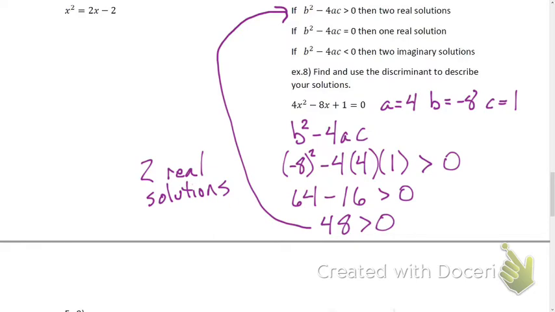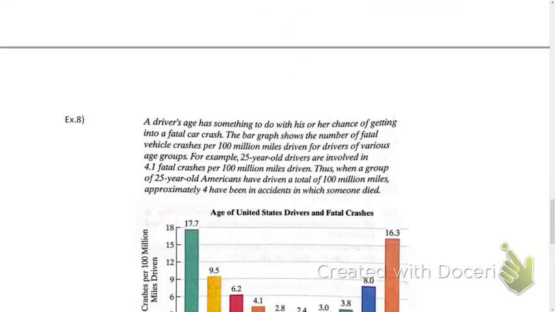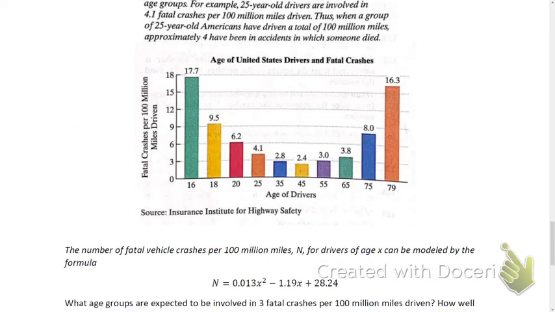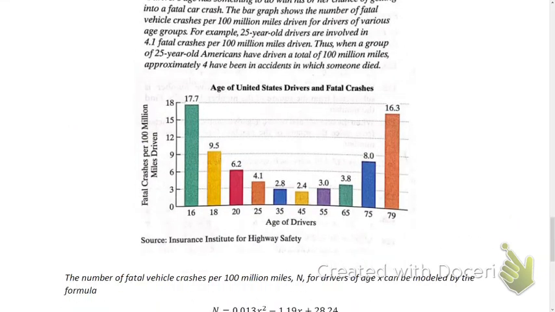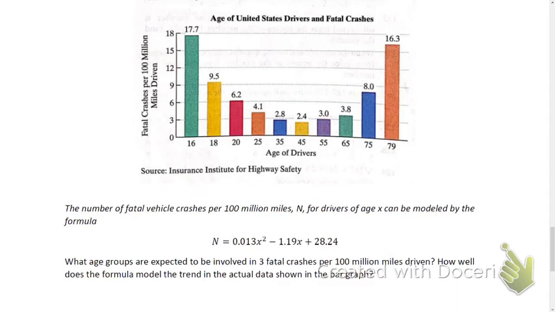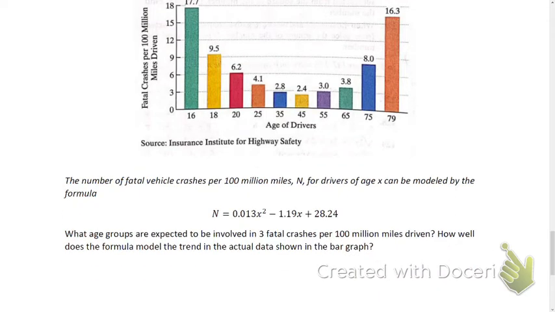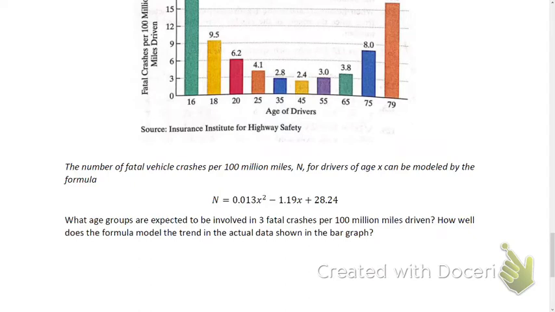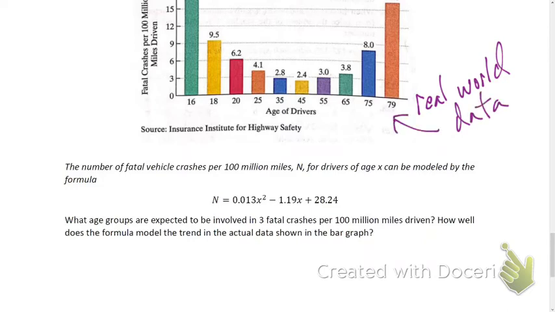All right, let's look at a word problem. This one's kind of depressing. I'm going to scroll past this sad story here. And we're just looking at crashes. Let's just call these crashes. And age of drivers. So here we have a graph. Next to the graph, this is really typical of a lot of the problems we work. This is real world data. Like actual data. And then this equation is called a model.